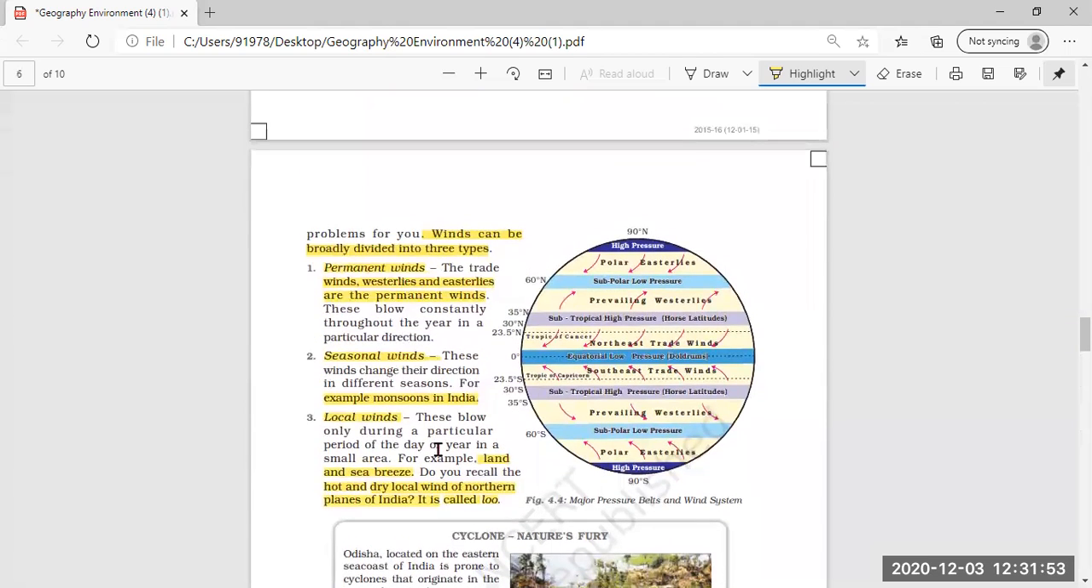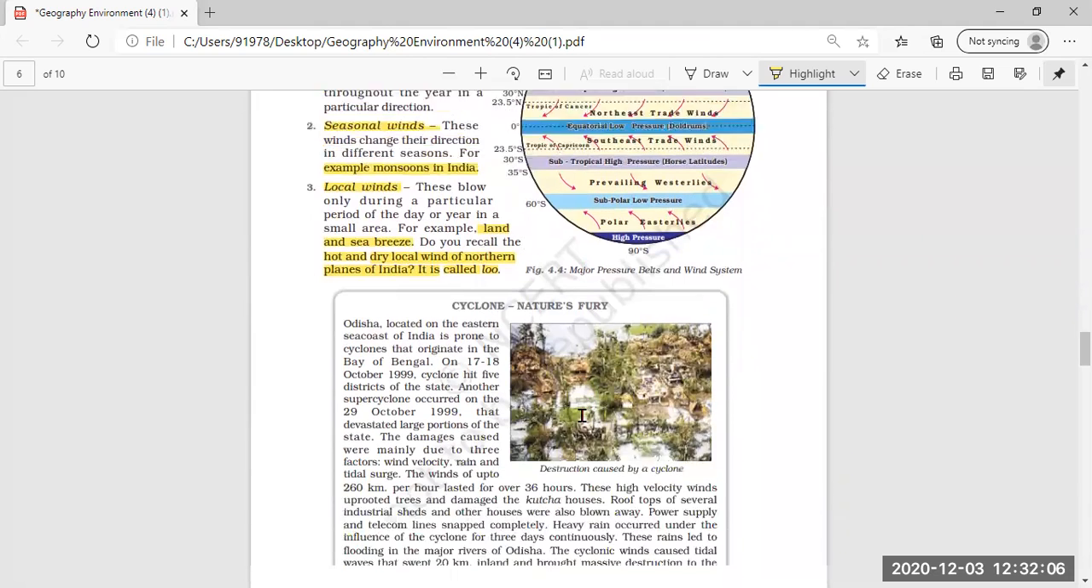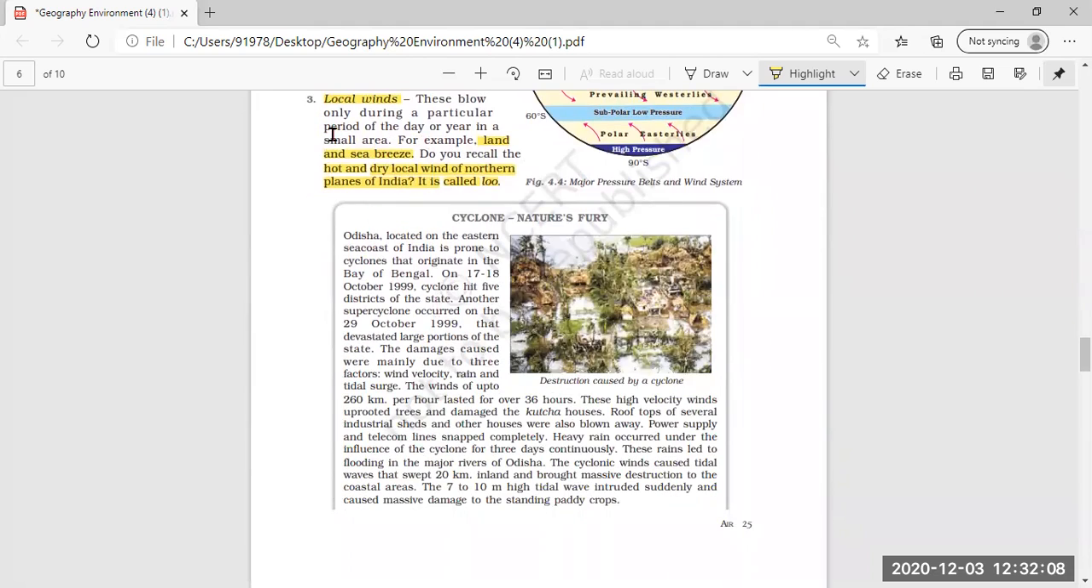So be clear about these three types of winds. First, permanent winds: their direction does not change. Seasonal winds change their direction according to the season. An example is monsoon winds. Third, local winds, as the name indicates, blow in a particular period of the day or the year only, in a particular area only. The example is land or sea breeze in the coastal areas, and the Lu in the northern plains of India.